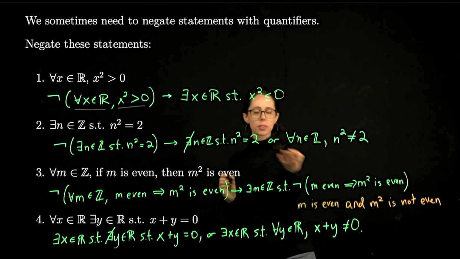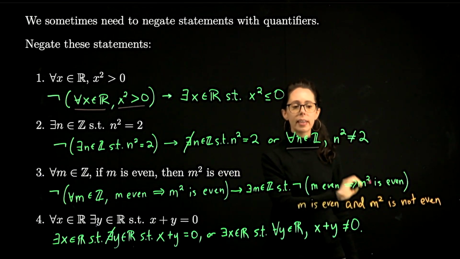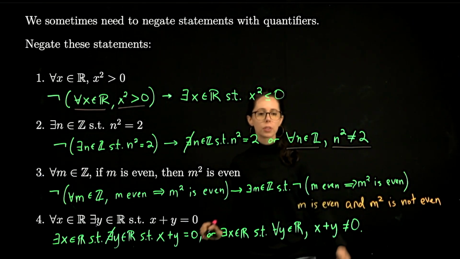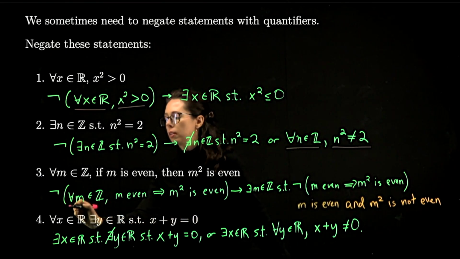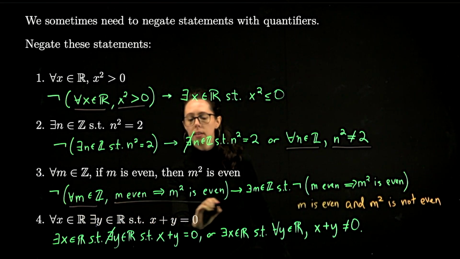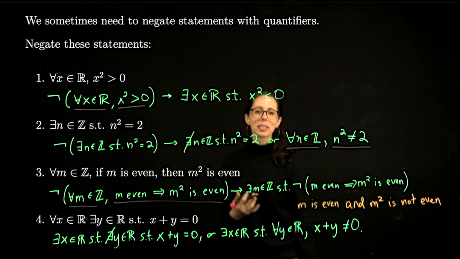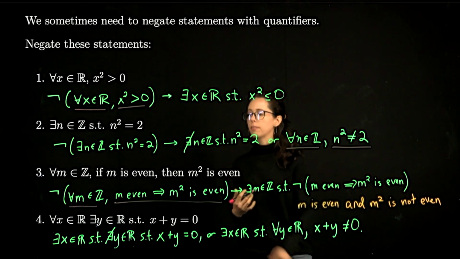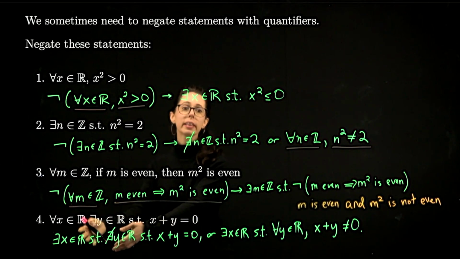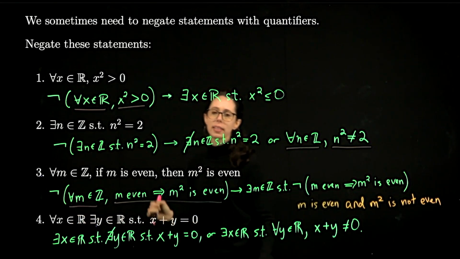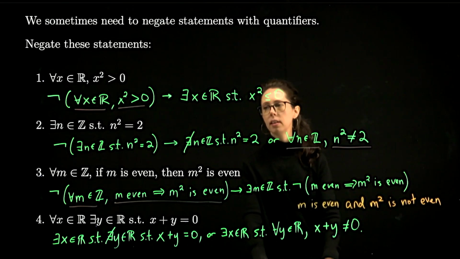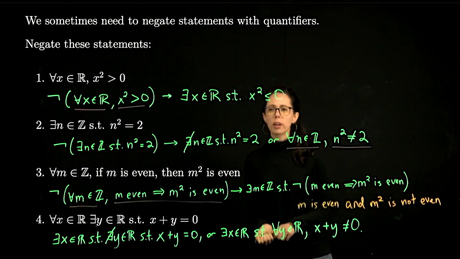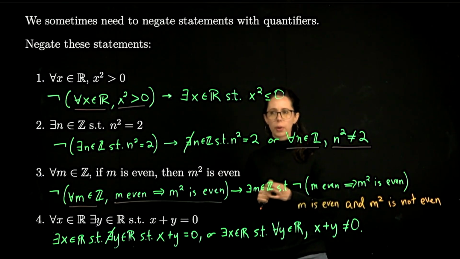Let me find other examples of that. For all integers n, squared is not 2. So it was like for all integers m, the property, which in this particular case was an implication. And then for all x, and then immediately there exists a y such that y is the additive inverse of x.